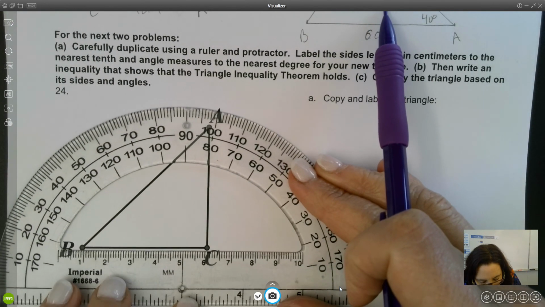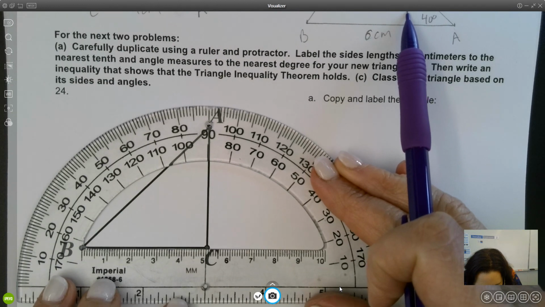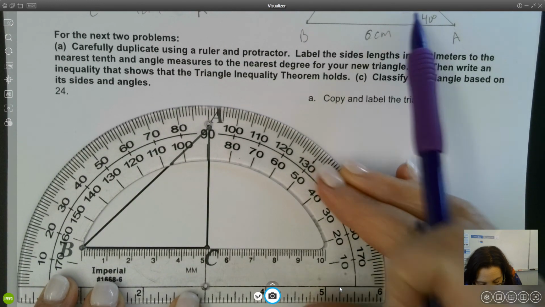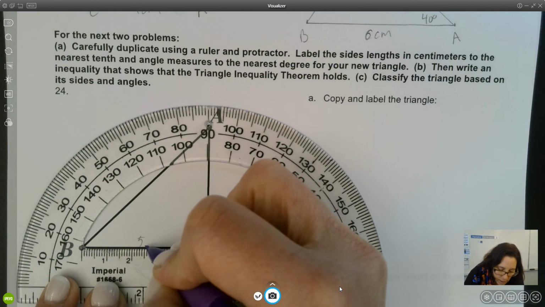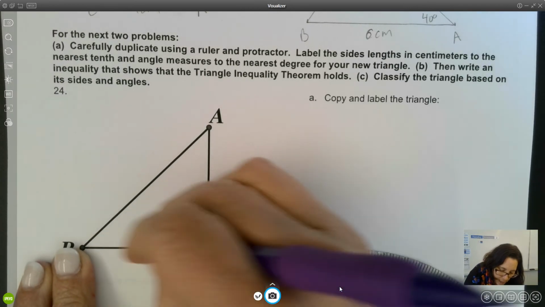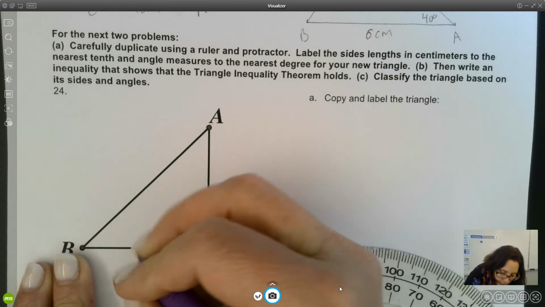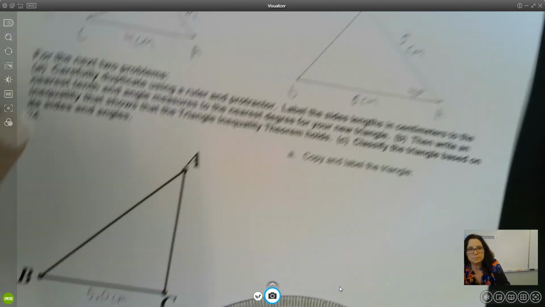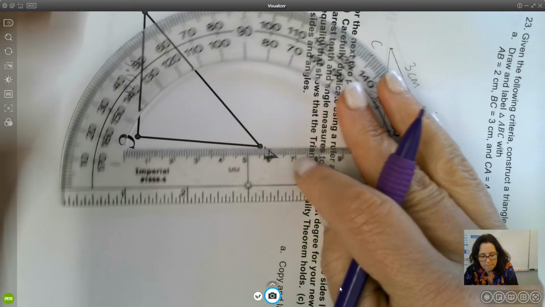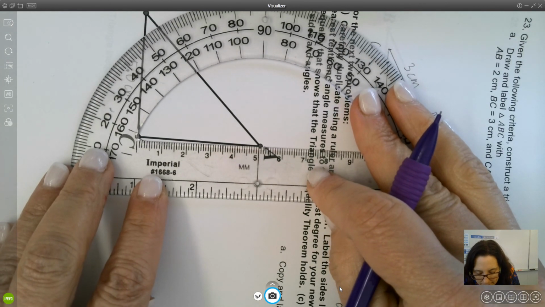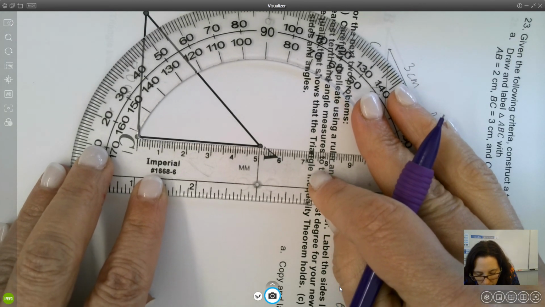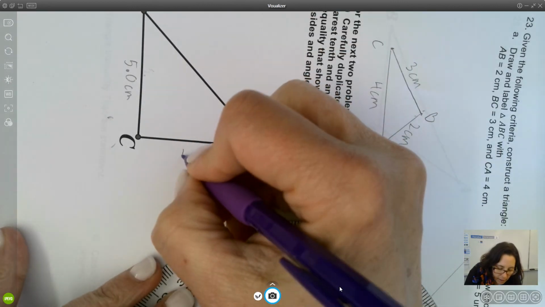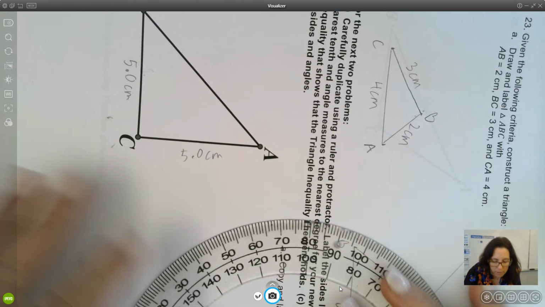So notice, I'll start at 0 since I'm just measuring. This is 5. 5.0. It said to do it to the nearest tenth. Let me actually do it on the outside. 5.0 centimeters. Ooh, another 5.0. 5.0 centimeters.